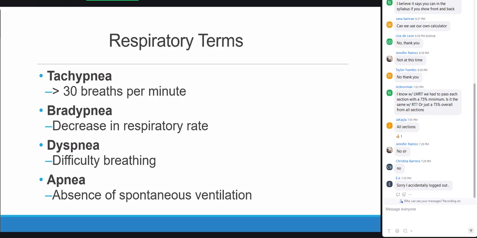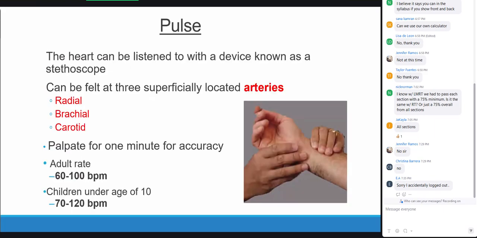Respiratory terms, tachypnea is rapid breathing, so in excess of 30 breaths per minute. Bradypnea is a decrease in that respiratory rate, with dyspnea meaning difficulty breathing, and apnea being the complete absence of spontaneous ventilation. The diaphragm's not even moving to breathe. We'll see those prefixes again.